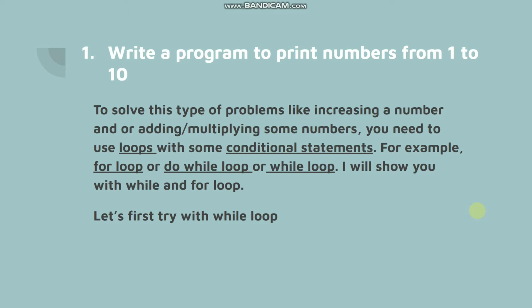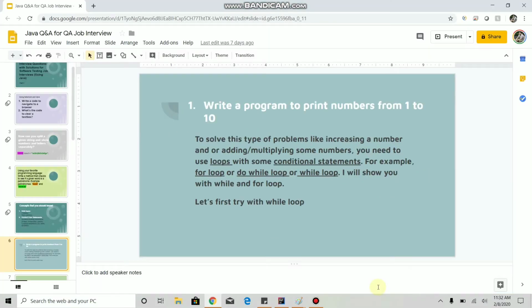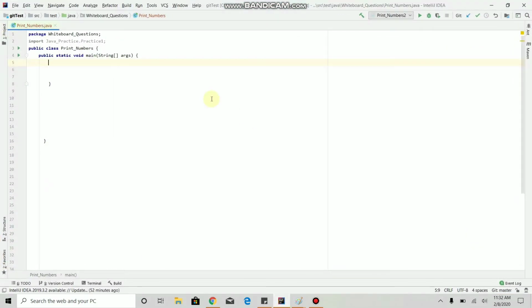To solve this type of problem, like increasing a number or adding or multiplying some numbers, mostly you need to use some kind of loops with conditional statements. For example, you can use a for loop, do while loop, or while loop. I'll show you with the while and for loop. Let's first try with the while loop. You can use any IDE. So how do I do that?